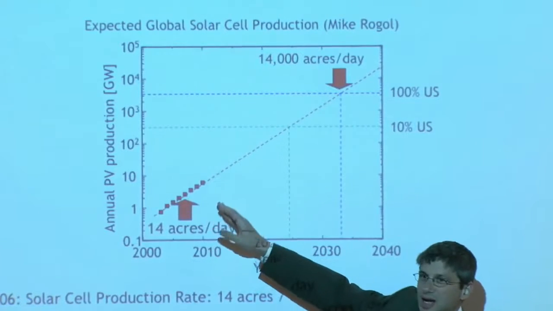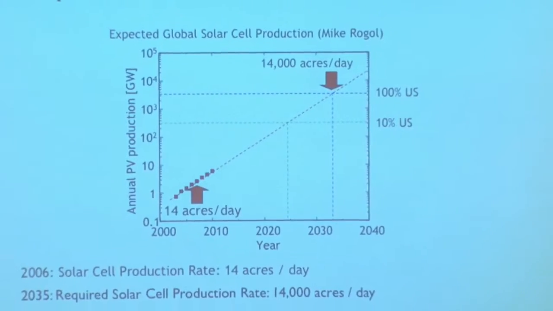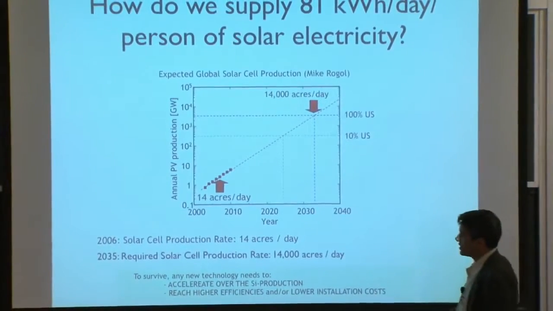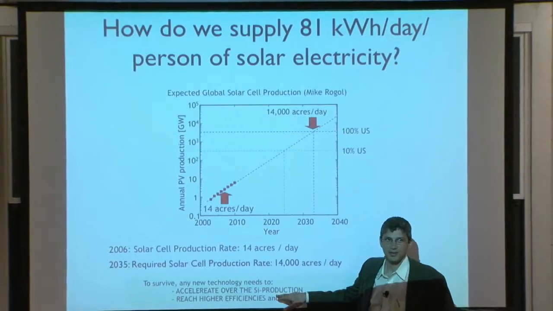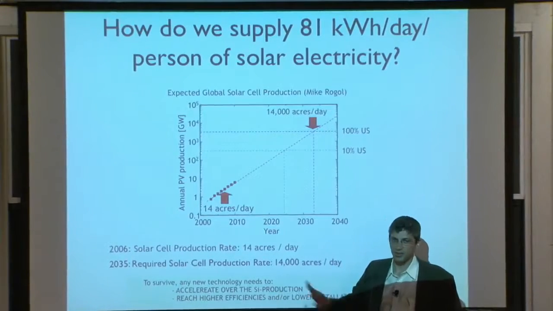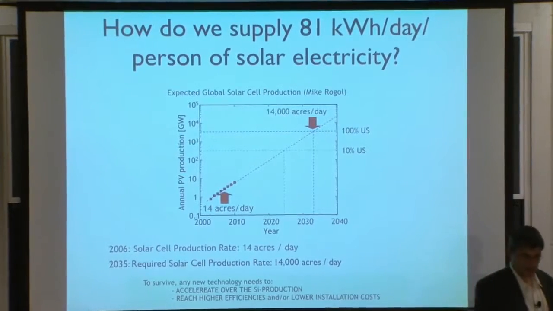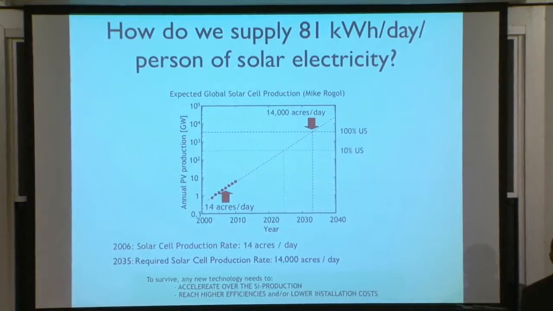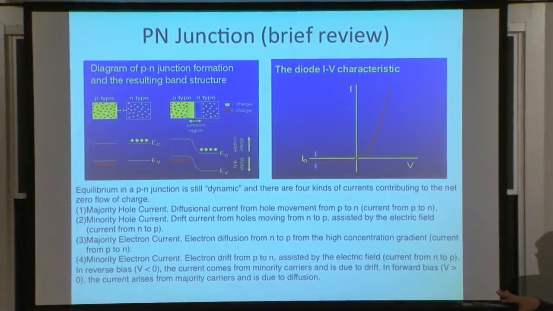You have to really ask how it's going to fit into the full problem, okay? Any new technology has to accelerate over the silicon production rate. It has to be better than silicon. Silicon's a moving target. And it has to reach higher efficiencies and/or lower installation costs for different reasons, as I just mentioned.